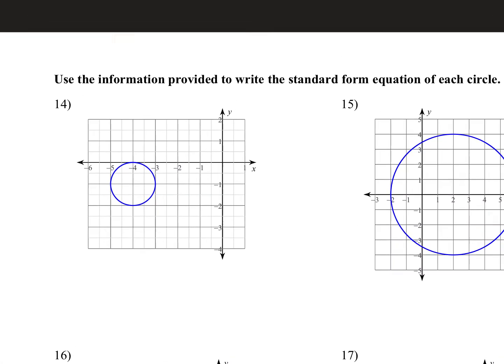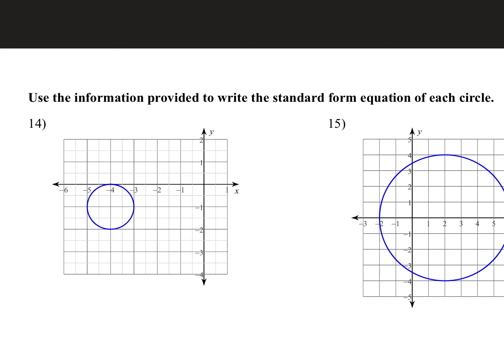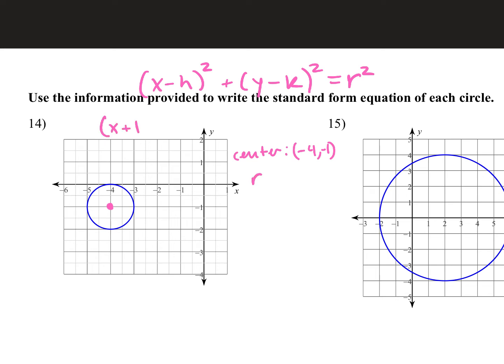All right, next page. We have to write the standard form equation of each circle. So our formula of a circle is x minus h squared. Don't forget that's squared. Plus y minus k squared is equal to r squared. So for number 14, what's our center? -4, -1. So when I plug that in, it'll be x plus 4 squared plus y plus 1 squared. We always change the signs when we plug it in for the center.